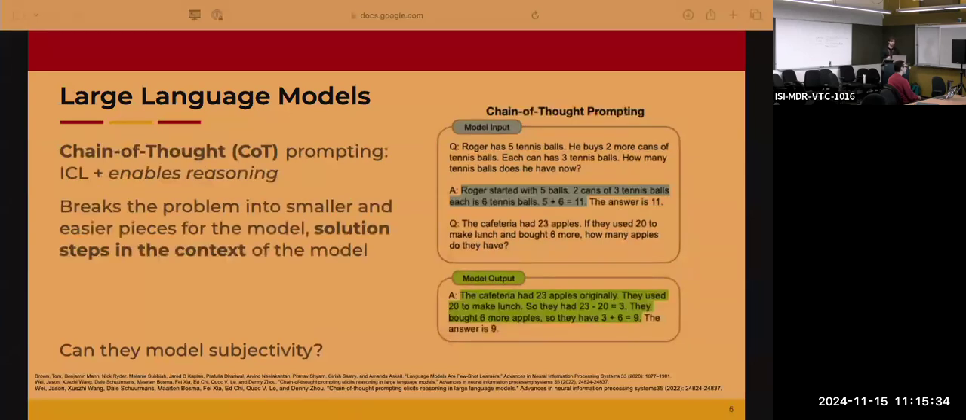But furthermore, chain of thought prompting, which is in-context learning usually, but not necessarily, plus the enabling of reasoning in LLMs, has seen to improve performance on a range of arithmetic, common sense, and symbolic reasoning tasks, because having a model break the problem into smaller and easier parts with a definite reasoning chain incorporates the steps of the solution in the context of the model, making it easier for the model to predict the final answer. So again, we question here whether this can be effectively used to model subjectivity.